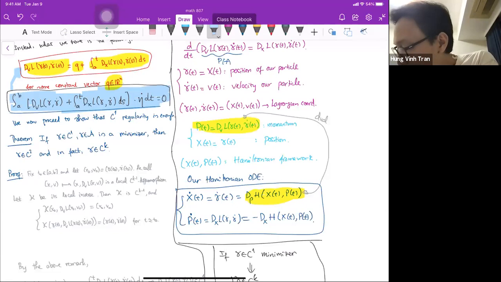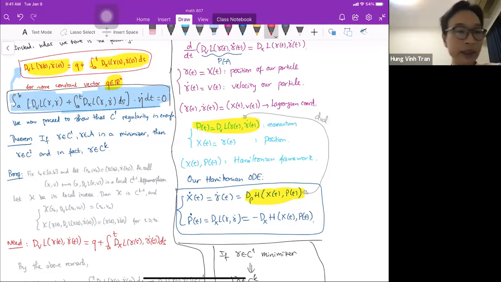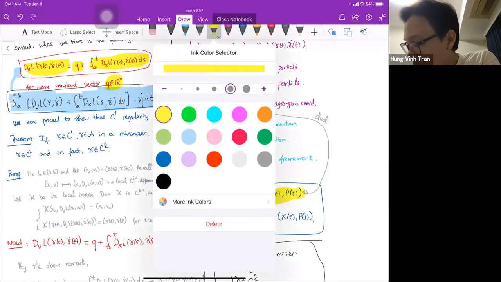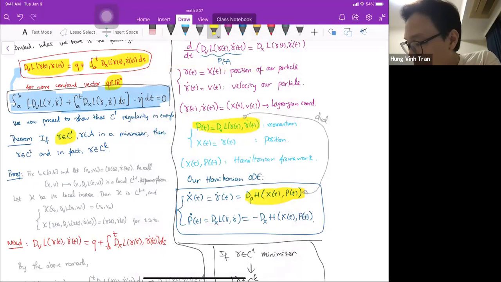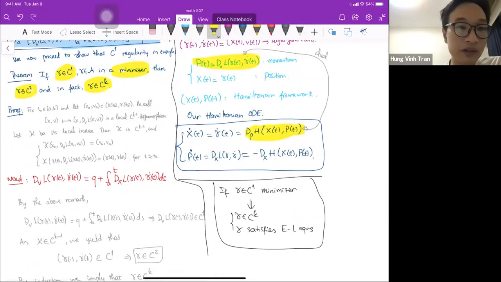Maybe let me copy it down here. You're going to see that we need the fact that d_v L of gamma(t), gamma dot(t) equals q plus the integral from a to t of d_x L of gamma(s), gamma dot(s) ds. Okay, so this is the thing we need. So let's do our proof to end our lecture now. We have that if gamma is C1 and it's a minimizer, then we claim that it's C2 or C^k, and from there it automatically satisfies the Euler-Lagrange equations by the above theorem.